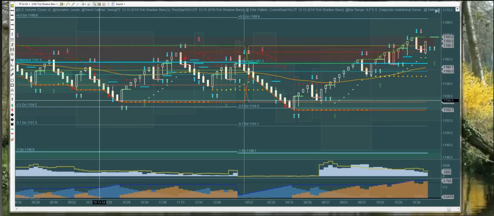And if you're doing binaries with these, you would want to take an at the money, with an expiration of close to 20 minutes to an hour. And you would want to go at the money, say $40 to $45 risk.